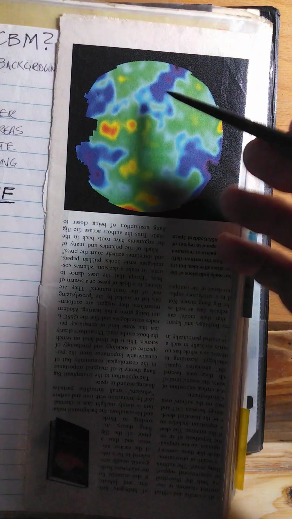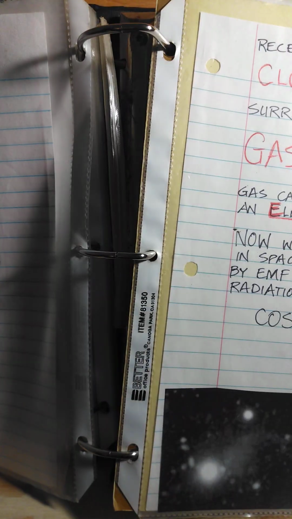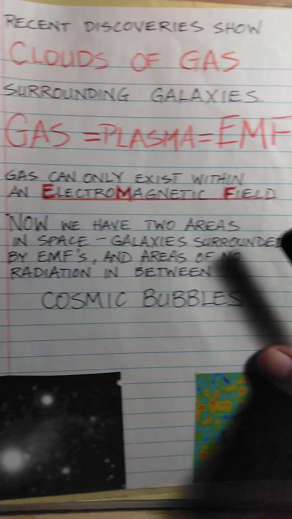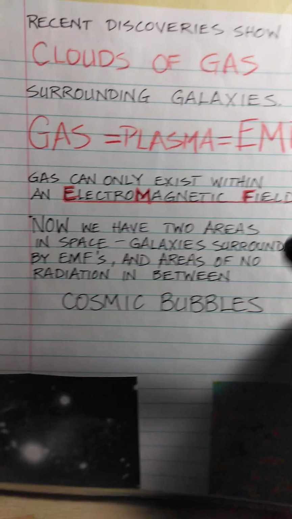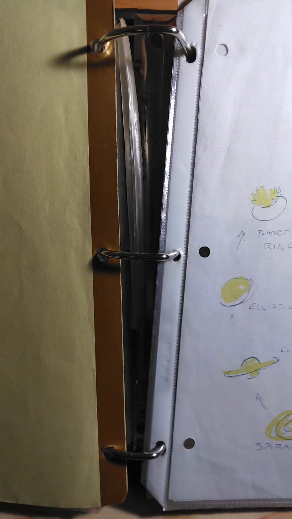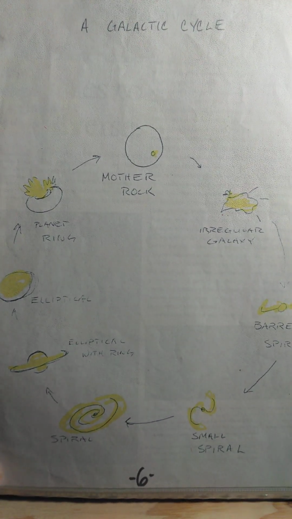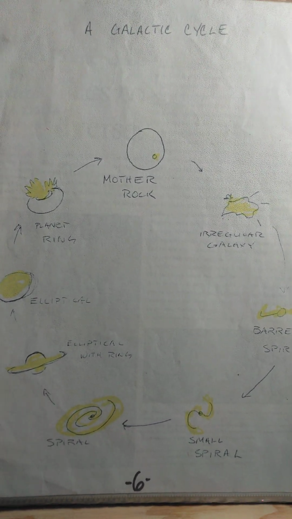Alright? What kind of black body emits no radiation? Antimatter. How does antimatter fit into this? Well, in two areas of space, you have plasma inside, no plasma outside. And you have antimatter. Now, the galactic cycle starts out as a mother rock.